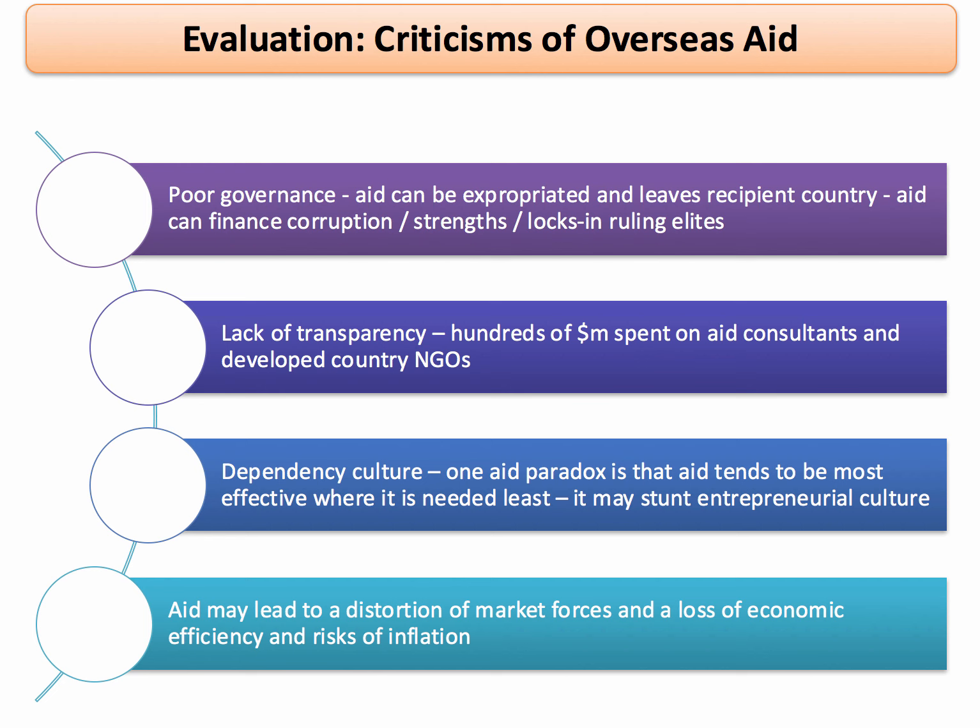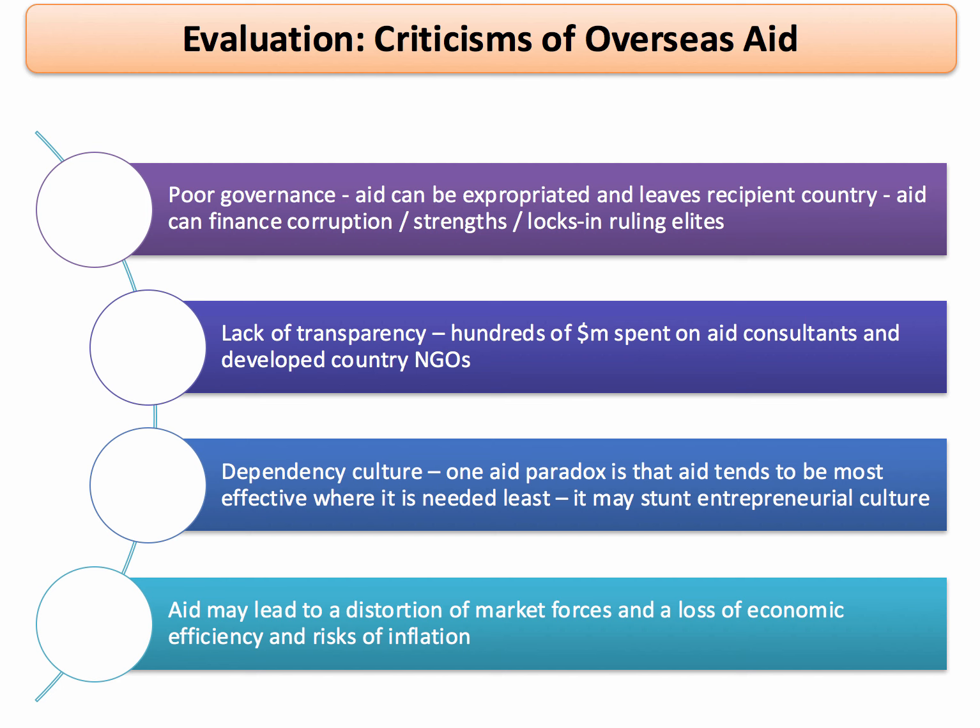There are, of course, many critics of aid. So here are some criticisms of overseas development assistance. Firstly, the lack of strong democratic and accountable government. Lots of aid flows can be expropriated and find their way to corrupt individuals and organisations and actually leave the recipient country. There's an argument for saying that a lot of aid in the past, particularly military aid, has helped to finance corruption and has basically locked in and embedded corrupt ruling elites.